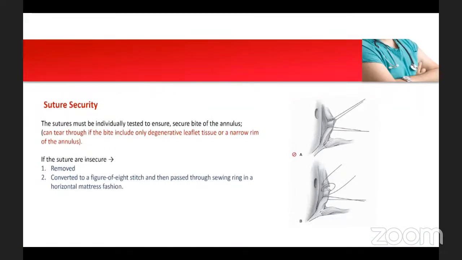For suture security, the sutures must be individually tested to ensure the security of the bites on the annulus, which can tear through if the bite includes only degenerative tissue or a narrow rim of the annulus. If the suture is insecure, then remove it, convert it to a figure-of-8 stitch, and then pass it through the sewing ring in a horizontal mattress fashion.